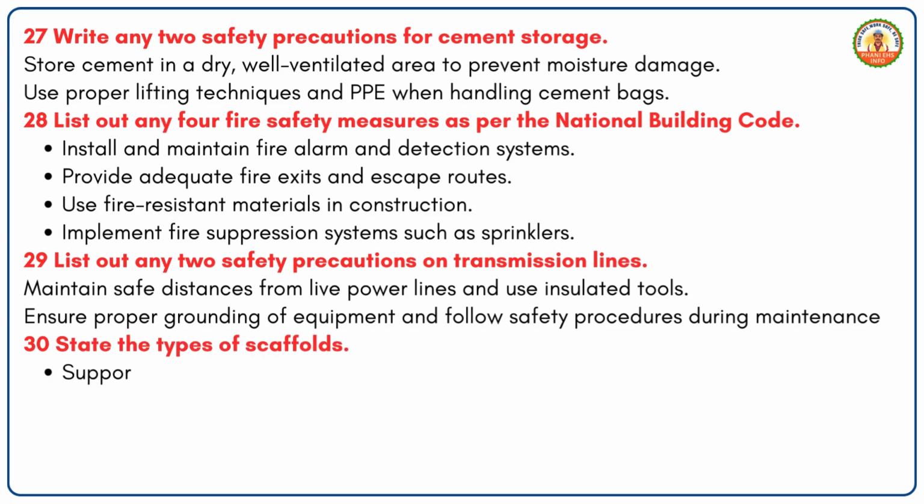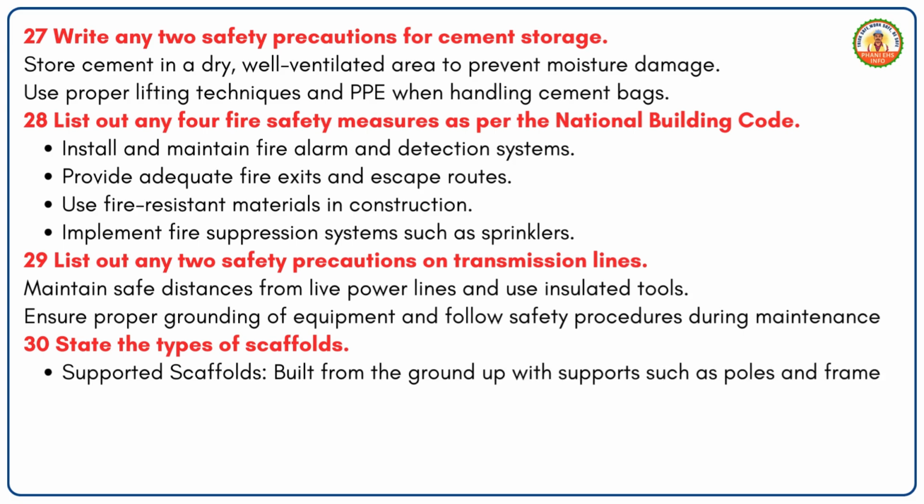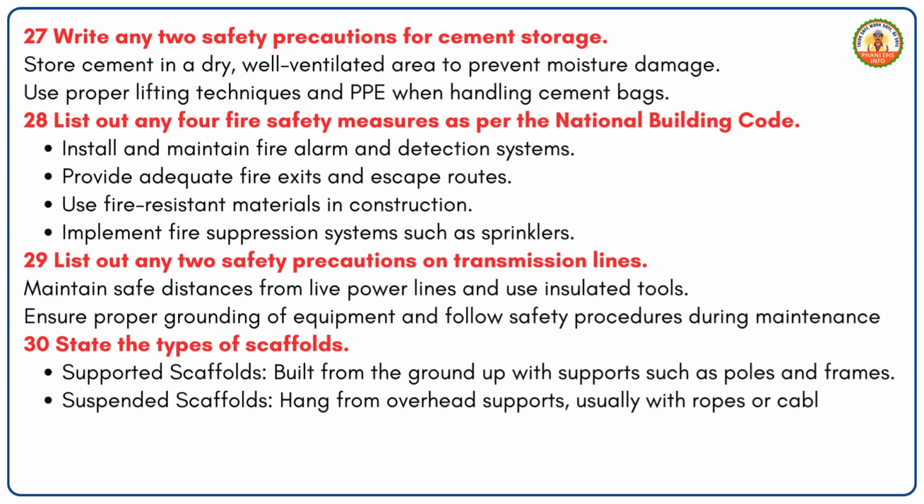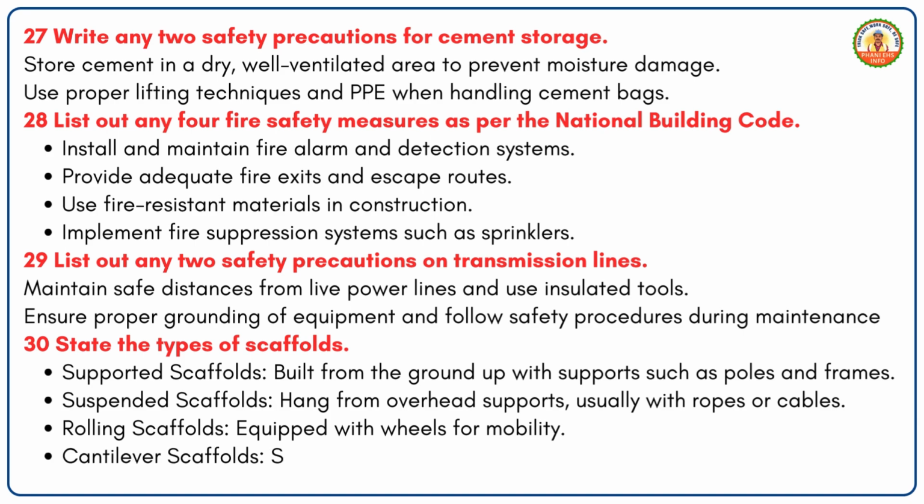30. State the types of scaffolds. Supported scaffolds, built from the ground up with supports such as poles and frames. Suspended scaffolds, hung from overhead supports, usually with ropes or cables. Rolling scaffolds, equipped with wheels for mobility. Cantilever scaffolds, supported by a cantilevered platform without ground support.